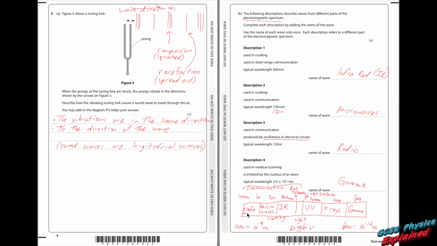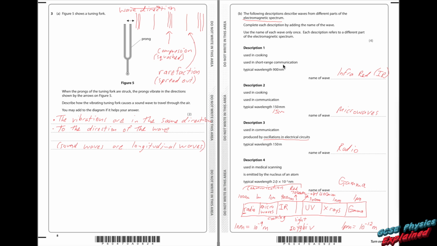I've started by drawing the electromagnetic spectrum. Okay, visible light in the middle, all the other waves. Now, I've also written down the rough wavelengths of each of the waves. 1 nm means 1 nanometer. So everywhere you see an nm, that's nanometers. Right, what wave is used in cooking? Well, cooking, it's either microwaves or infrared straight away.